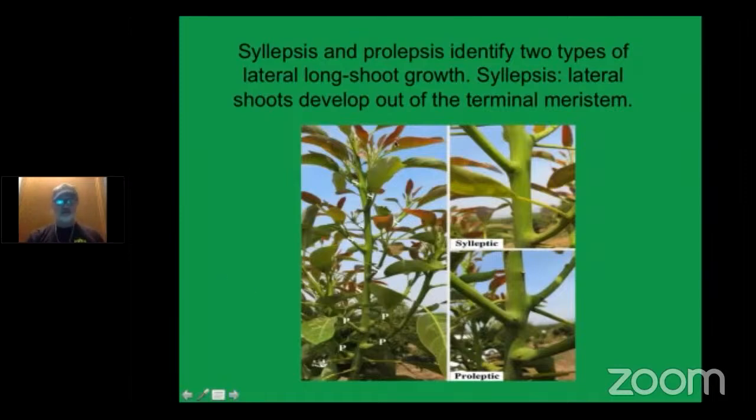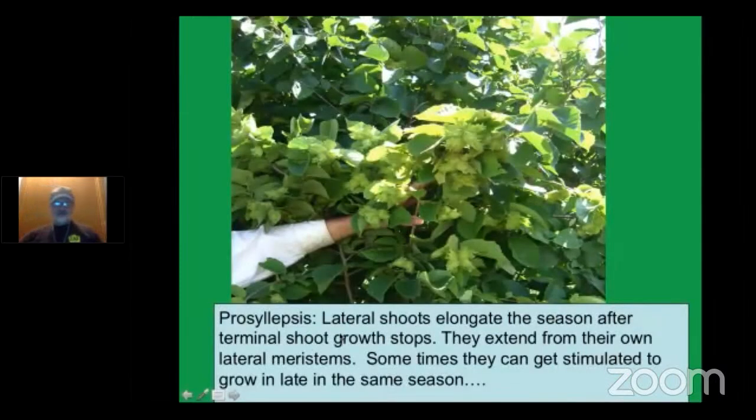This is an avocado here on the left. And as the terminal shoot elongates, the side shoots go out at the same time. And that's solepsis. The prosoleptic growth is like on the balsam fir, where the top grows up, stops, sets buds. The next year, the side buds grow. The hazelnut's a classic example of that prosoleptic growth.